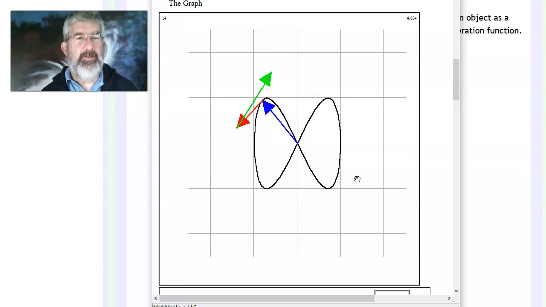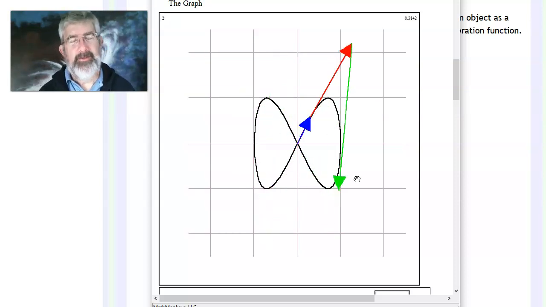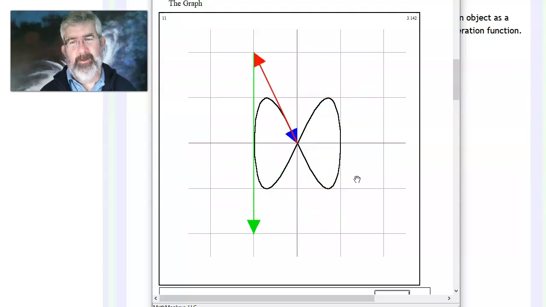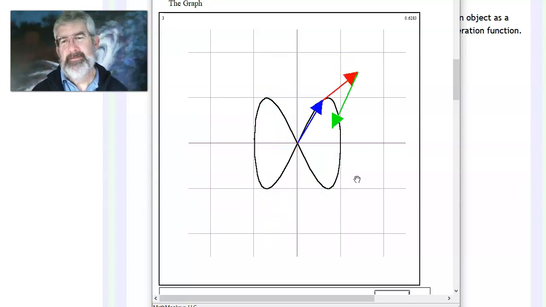Each derivative is causing the previous one to change. The red is causing the blue to change. The green is causing the red to change. And the net result is creating this figure 8 path.